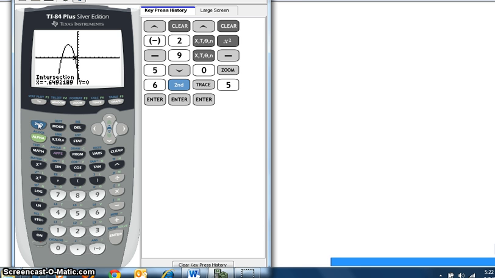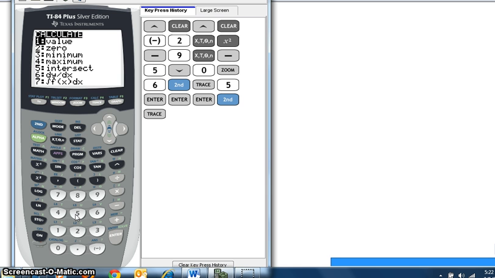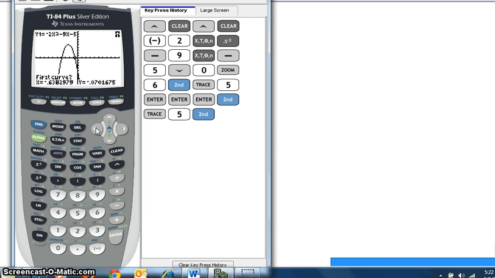So now I need to find my second point of intersection. So second, trace, 5. Now I can't just do enter, enter, enter this time. Again, I have to get beyond the vertex, get my cursor headed down the other side. So this time I'm going to arrow to the left, and I can take some big jumps by doing second, left arrow. Okay, now I'm headed down that side, so I can do enter, enter, enter. And the second point of intersection is at negative 3.85.